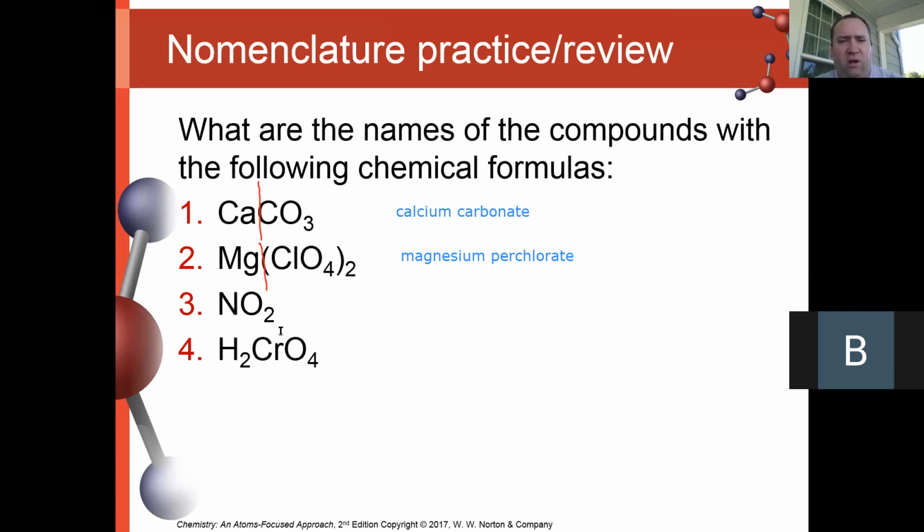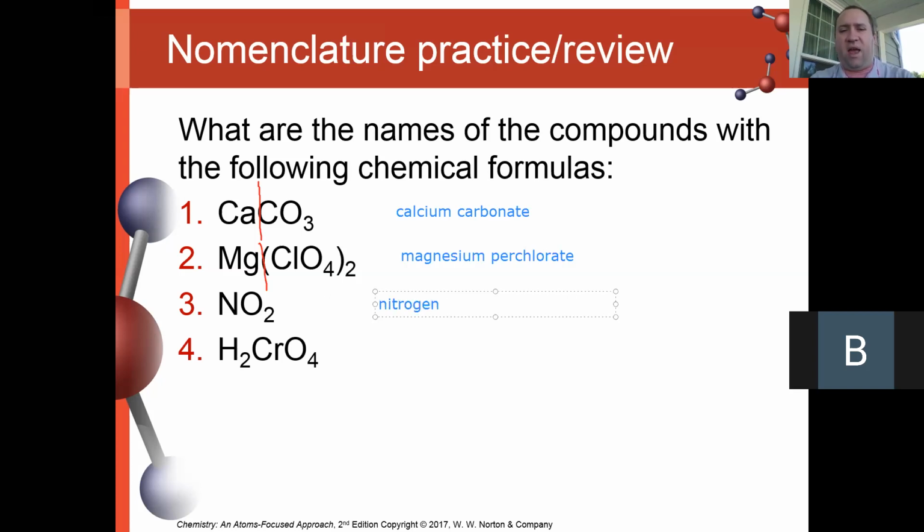In the third one here, I've got nitrogen and oxygen. Nitrogen is a nonmetal. Oxygen is a nonmetal. So since I have no metallic species here, highly unlikely that it's an ionic compound. Since there's no hydrogen, it can't be an acid. The only thing that this could be is a covalent compound. For covalent compounds, we name and prefix the first element. Now, if the first element has only one atom, then we don't give it a prefix. We just call it what it is. N is nitrogen.